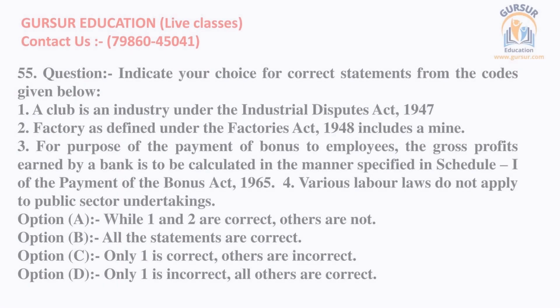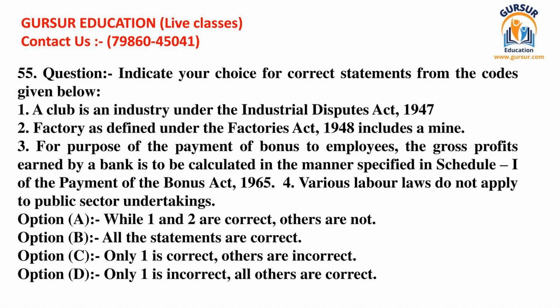Question number 55. Indicate your choice for correct statements from the codes given below. 1. A club is an industry under the Industrial Disputes Act, 1947. 2. Factory as defined under the Factories Act, 1948 includes a mine. 3. For purpose of the payment of bonus to employees, the gross profits earned by a bank is to be calculated in the manner specified in Schedule I of the Payment of Bonus Act, 1965. 4. Various labor laws do not apply to public sector undertakings.